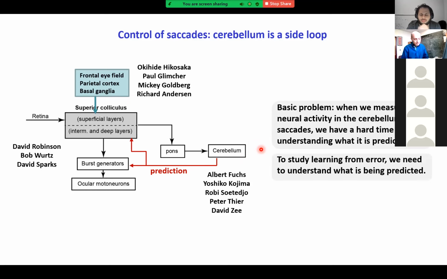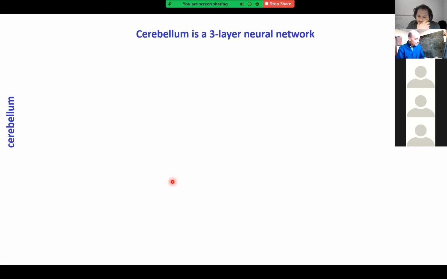So I realized that to understand learning, to understand that problem of spontaneous recovery, all that stuff, I first needed to understand what is going on in the cerebellum. So what are these neurons doing to make these predictions? And so that's where I want to take you.